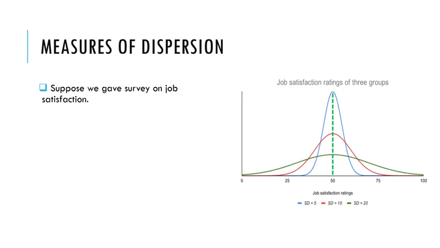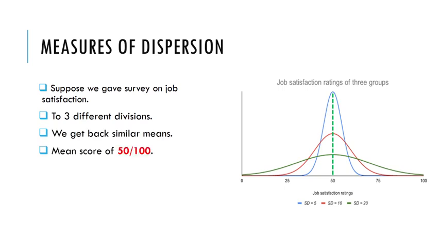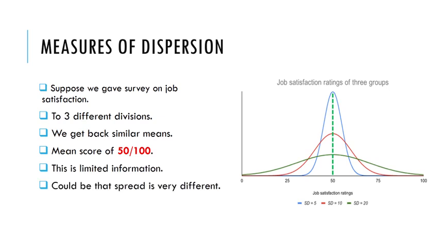Suppose we give a survey on job satisfaction to our employees, but we have 3 different divisions in our company. So we give this survey to a bunch of people that fall into 3 different divisions, and we get back similar means. Turns out the mean score is 50 out of 100. Well, it doesn't seem like a very good mean score, right? But anyway, it is 50. Well, this is limited information, right? Because it could be that the spread is very different.